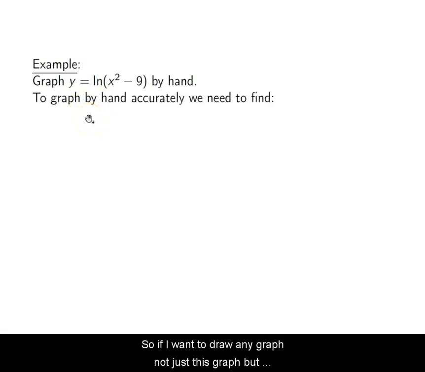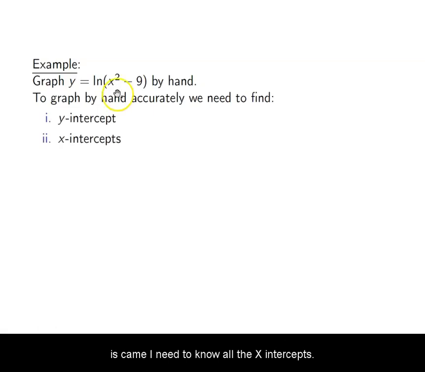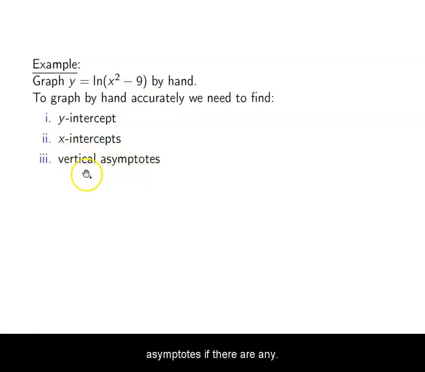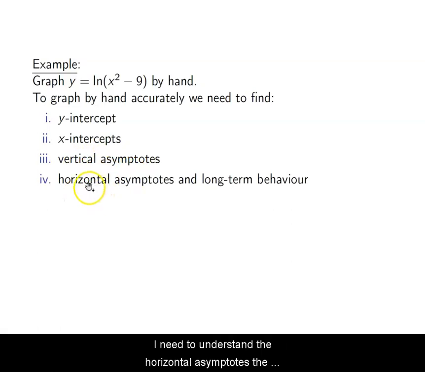So if I want to draw any graph, not just this graph, but any graph accurately, I need to know where the y-intercept is, okay? I need to know all the x-intercepts, or lack thereof. I need to know all of the vertical asymptotes, if there are any. I need to understand the horizontal asymptotes, the long-term behavior, what is happening at infinity and negative infinity. So here we'll look at limits. At my vertical asymptotes, I also need to look at limits. What am I doing as I approach from the left and from the right for my vertical asymptotes?